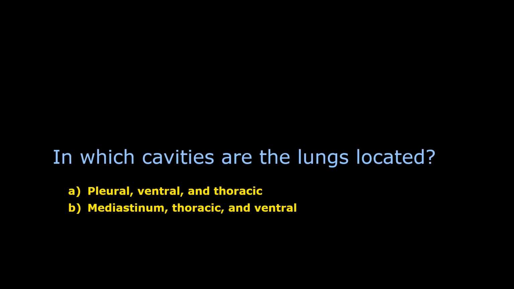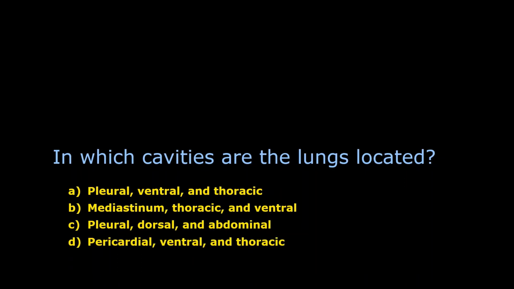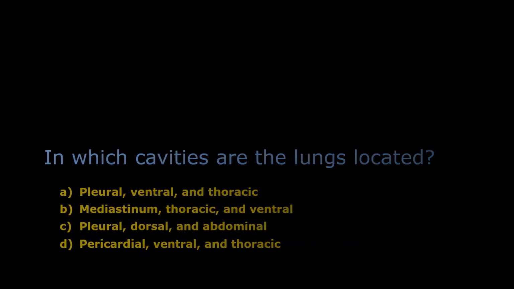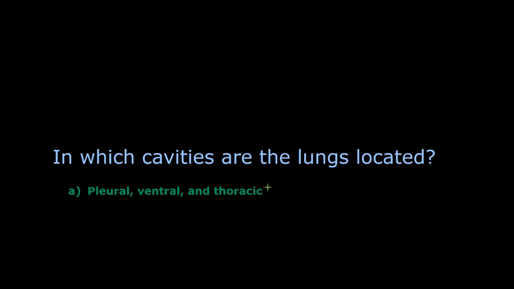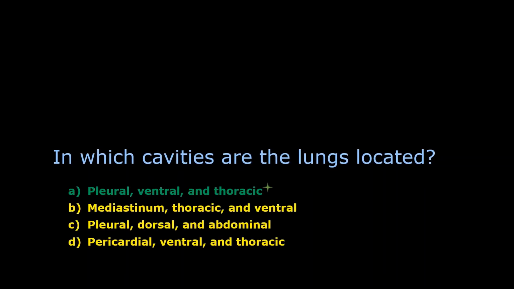Let's see. Mediastinum, no. Thoracic, yes. Ventral, yes. But mediastinum's wrong. Pleural, yep. Dorsal, nope. And certainly not abdominal. So C is wrong two times over. And then pericardial is wrong. Ventral and thoracic are correct. So again, A looked good. Still looks the best. And it's the winner.